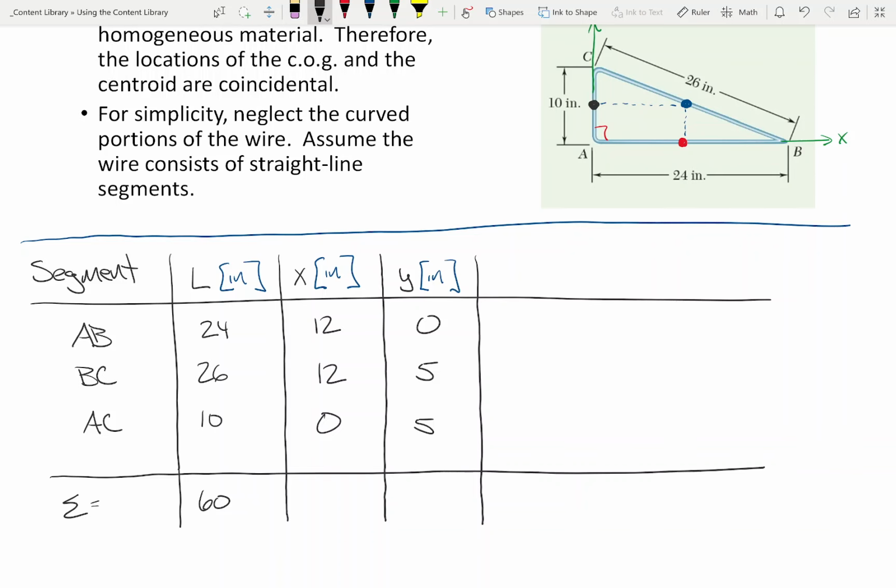I hope that the example is very boring, okay? Because we're going to do this. We're going to do this. Okay? So let's do the x times L. So 24 times 12, that's double 144, 288. This one's going to be 312, and that one's going to be 0. So 288, 312, and 0.